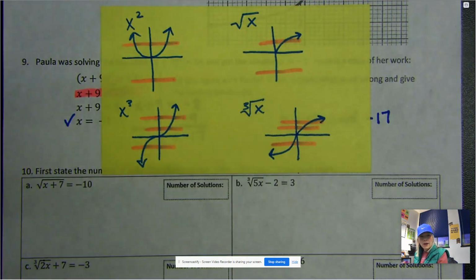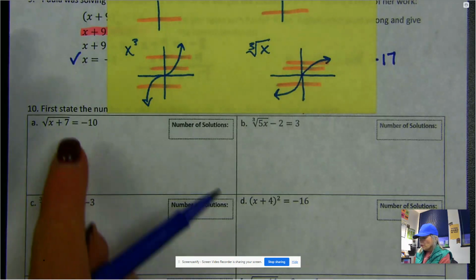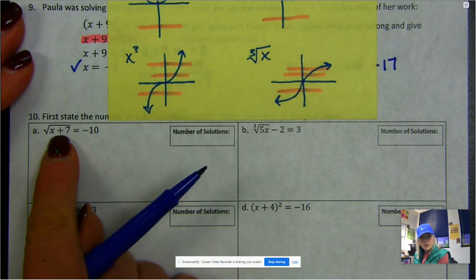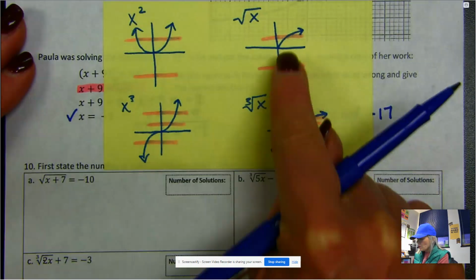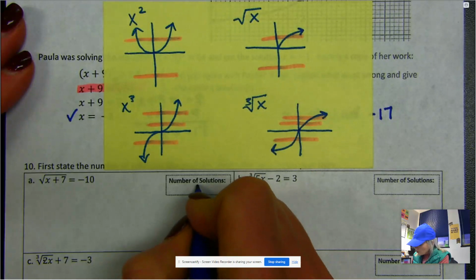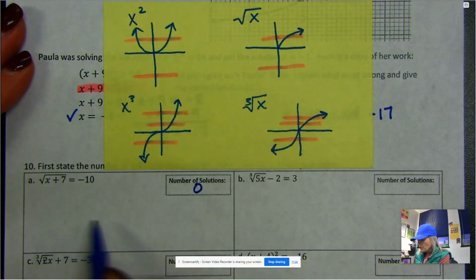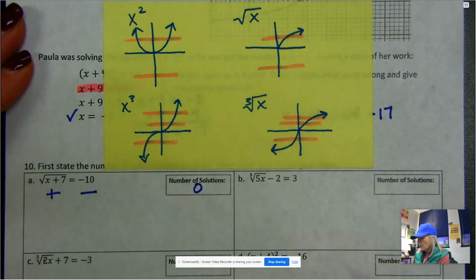So knowing that, let's go through these equations. So my first equation, I've got a square root equal to a negative number. Square roots will never equal a negative number. There's no solution. I'm not even going to do any work because there's no solution. This is positive, this is negative.